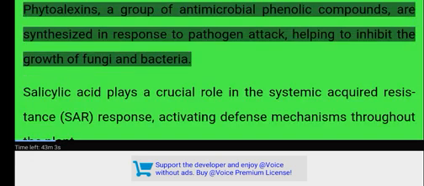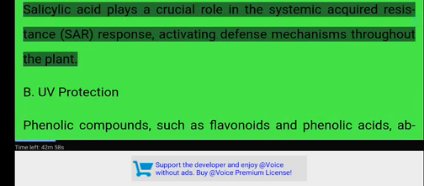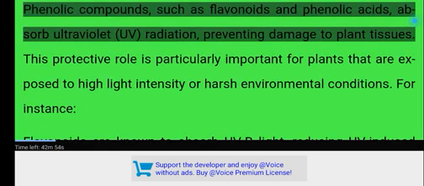Phytoalexins, a group of antimicrobial phenolic compounds, are synthesized in response to pathogen attack, helping to inhibit the growth of fungi and bacteria. Salicylic acid plays a crucial role in the systemic acquired resistance (SAR) response, activating defense mechanisms throughout the plant. UV protection. Phenolic compounds, such as flavonoids and phenolic acids, absorb ultraviolet (UV) radiation, preventing damage to plant tissues.